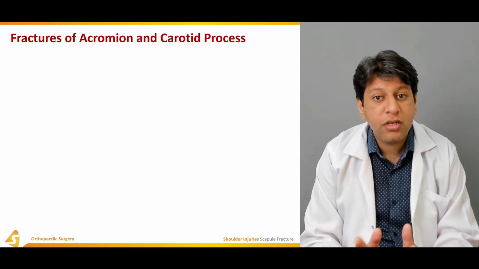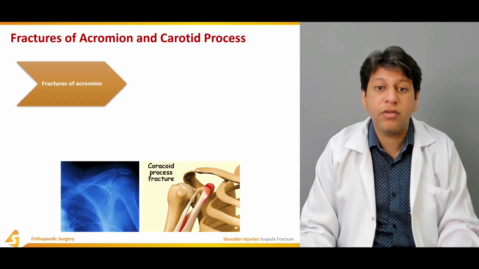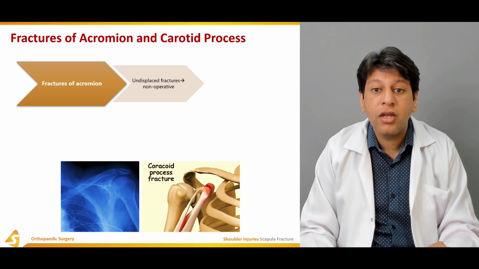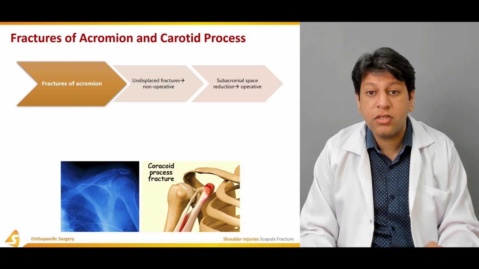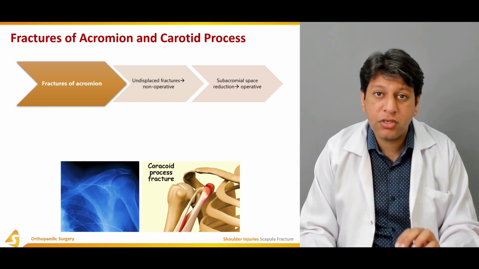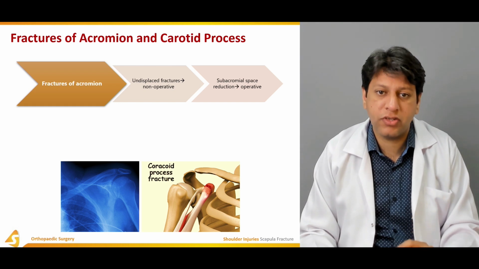The other two were the acromion and the coracoid process. The fractures of the acromion include undisplaced fractures, which are non-operative. Subacromial space reduction is operative. That is, if they're impinging on the subacromial space, then they need decompression plus fixation.